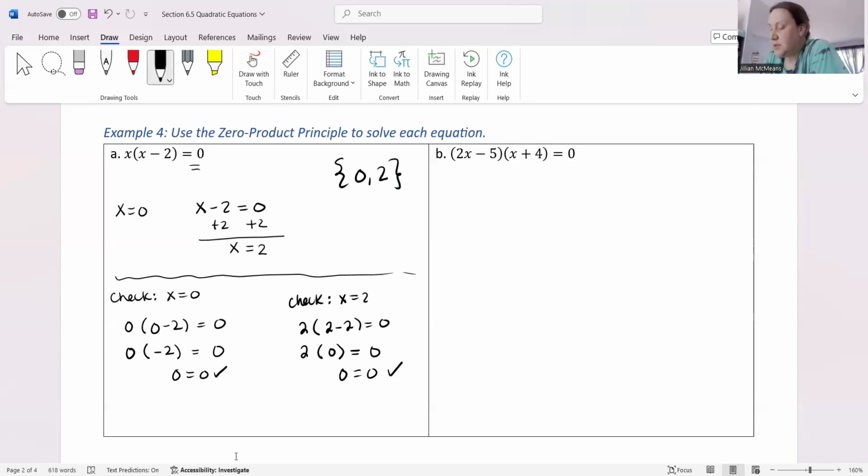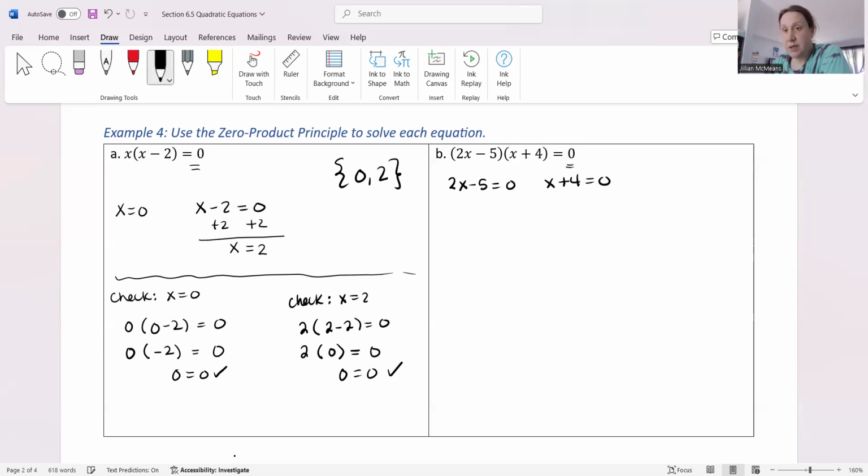Okay, so let's look at this next example. For part B, we have 2x minus 5 times x plus 4 equals 0. So we do have a product equaling 0. So we can apply the zero product principle. That just says we take each factor and set it equal to 0 individually.